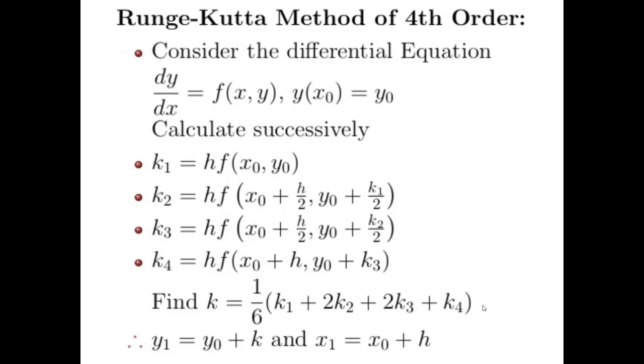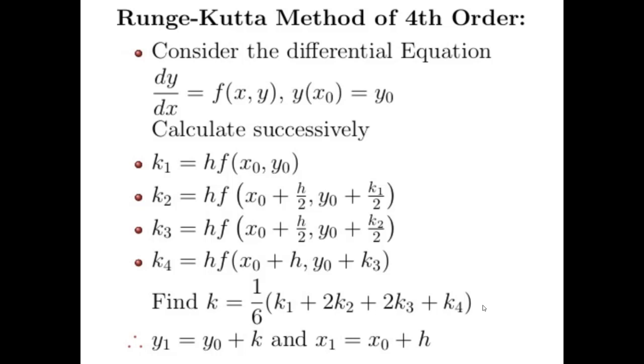In a similar way we can calculate k4 as h into f of x naught plus h, comma y naught plus k3. So we have the values of k1, k2, k3 and k4, and we have to combine all these values and come up to a formula. That formula is k is equal to 1 by 6 times k1 plus 2k2 plus 2k3 plus k4. We have to remember this formula in order to calculate the value of y.